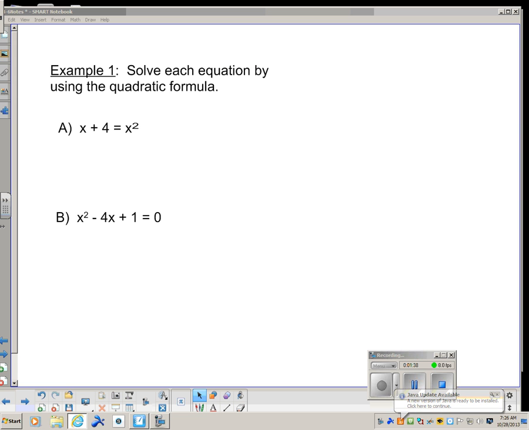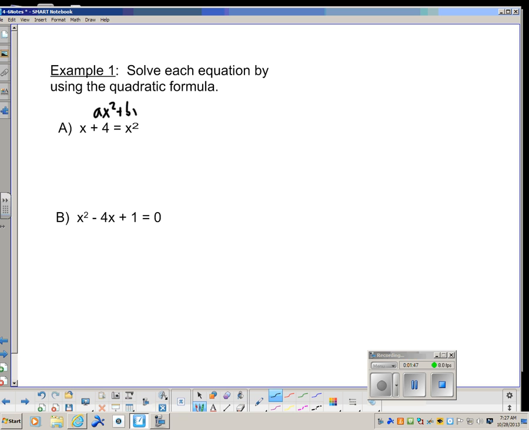So we're going to go ahead and solve these equations by using the quadratic formula. To do that, you have to put it in the form of ax squared plus bx plus c equals 0. So I'm going to bring everything over onto the x squared side, so I'm going to subtract x from both sides. I'm going to subtract 4 from both sides. So there it is. I've got x squared minus x minus 4 equals 0.